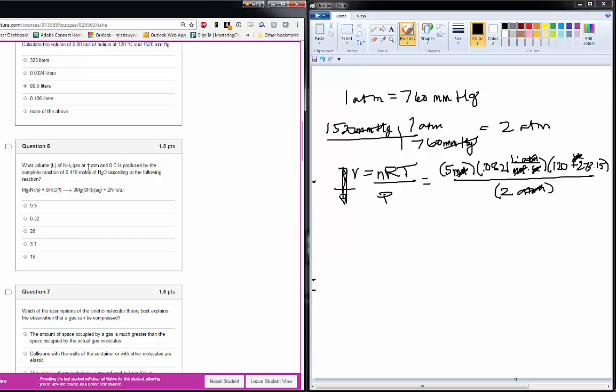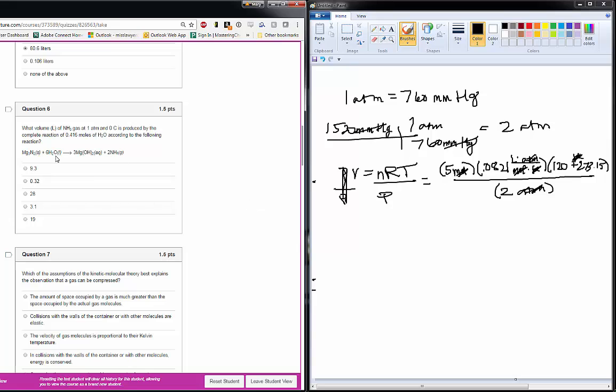Next, what volume of NH3 gas at 1 atmosphere and 0 degrees Celsius is produced by the complete reaction of 0.416 moles of water according to the following reaction? Now, this question is putting together what we know about the ideal gas law and what we know about reactions. So I can plug in PV equals nRT and solve for volume. I've done that lots of times on this test so far. Volume is going to be nRT over P, but they want volume of NH3.